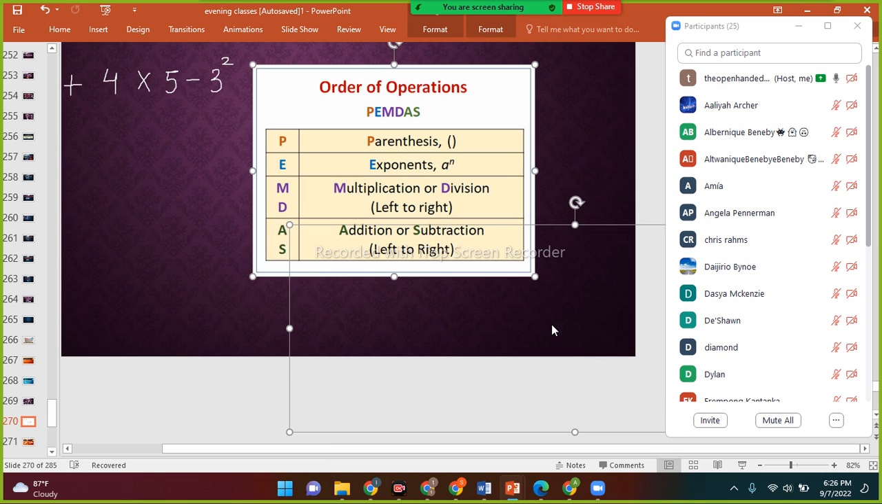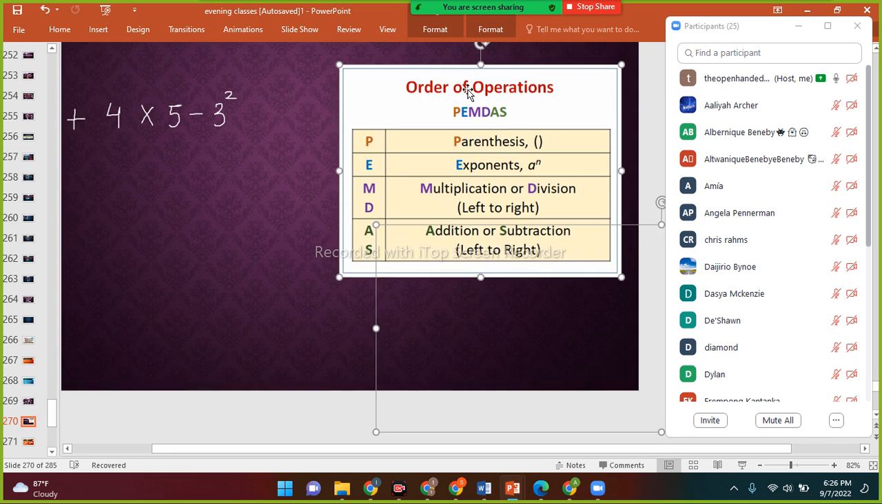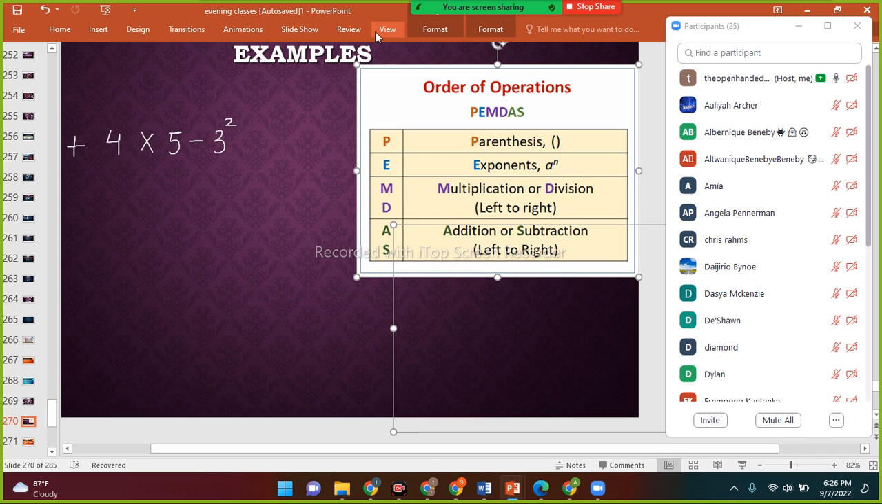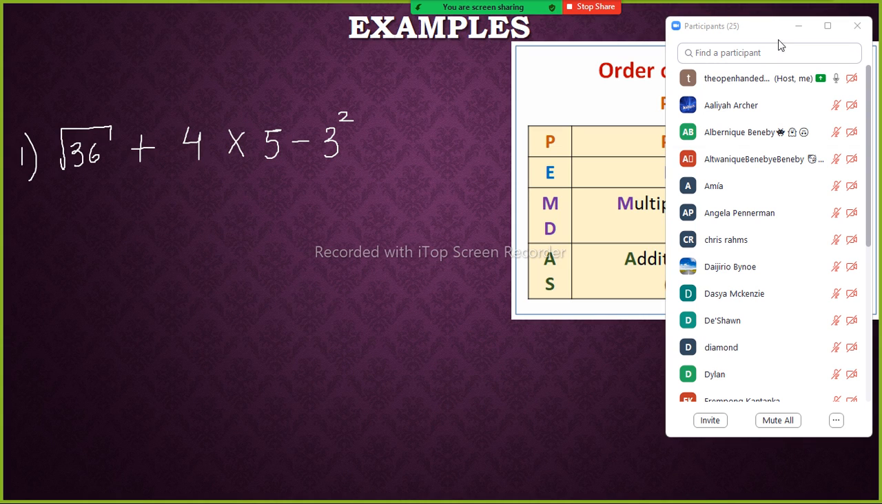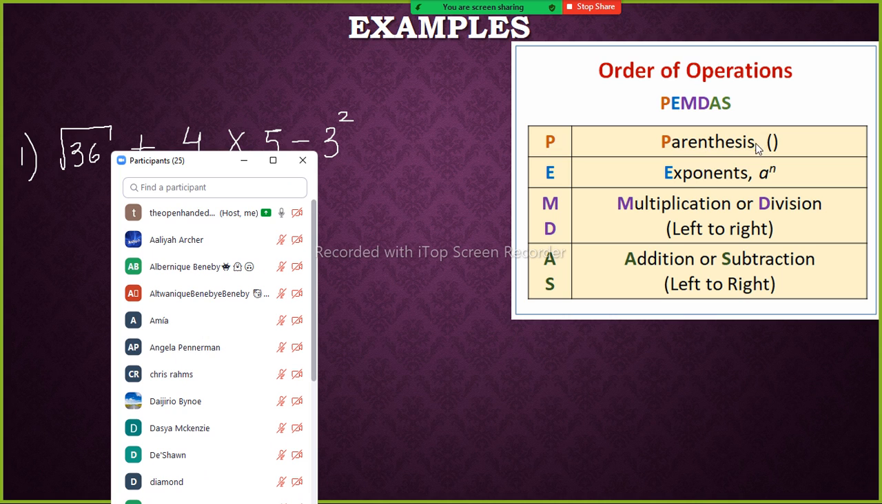So let's look at this. This is the order of operations. So we start with parentheses. If there is no parentheses, then we go to exponents. And exponents would be stuff like these, or stuff like the square root. If you have a square root, that's an exponent, and it has the power of 2. So if we have 3 squared, 2 squared, 5 squared, 3 to the power of 4, those are exponents.